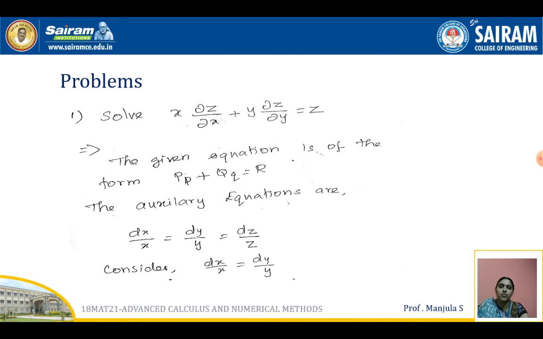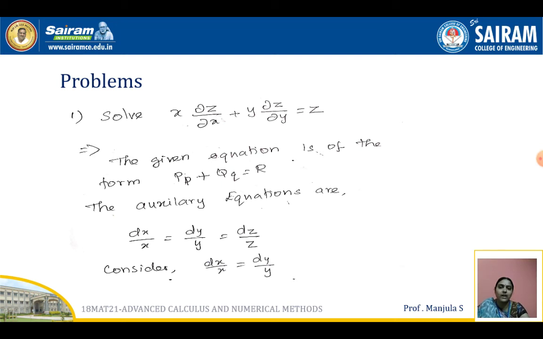The first problem is: solve x into dou z by dou x plus y into dou z by dou y equals z. The given equation is of the form Pp plus Qq equals R. Here dou z by dou x is p, and dou z by dou y is small q. The coefficients capital P, capital Q, capital R are x, y, z. So first we have to identify the values of P, Q, R.